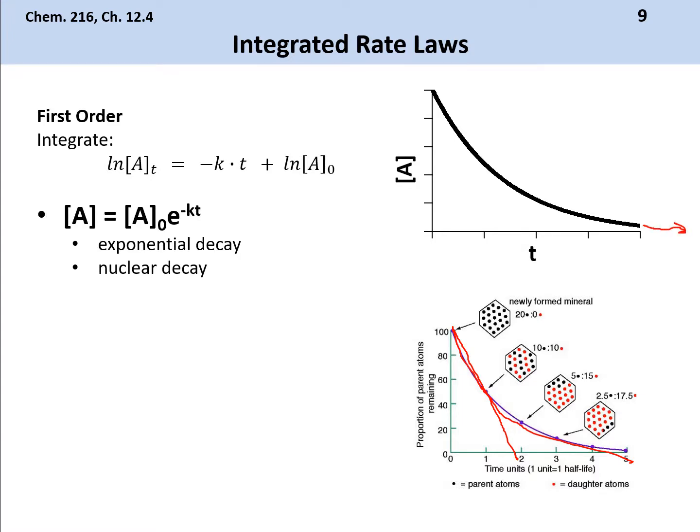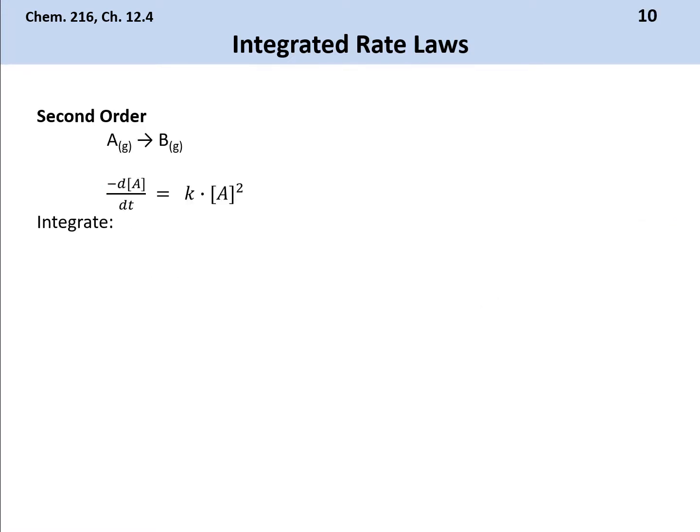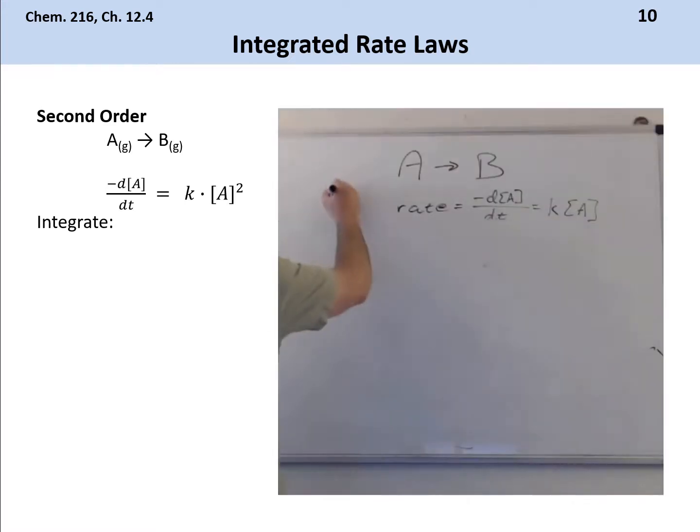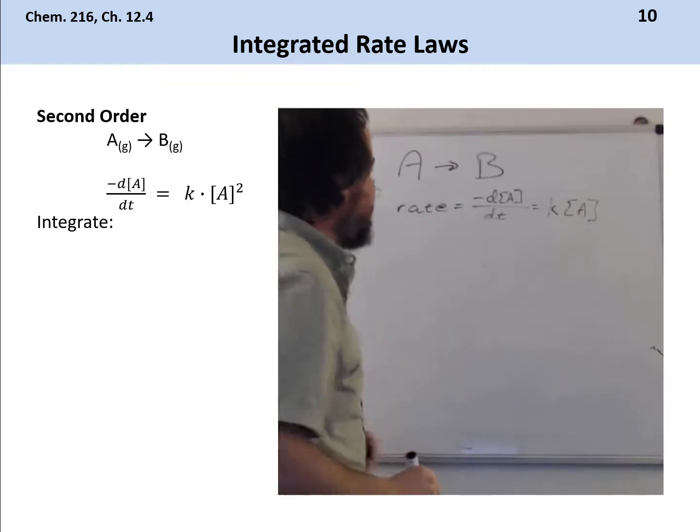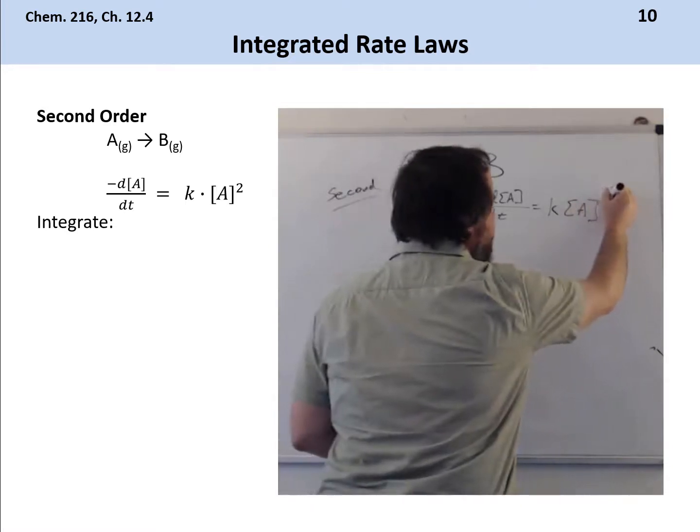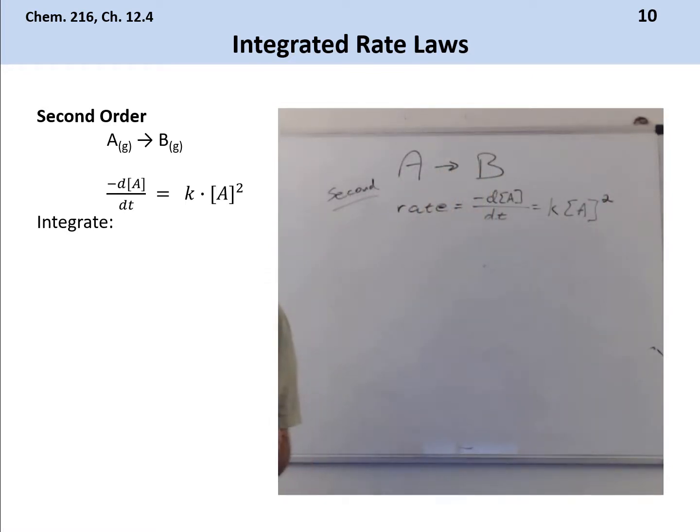All right, so that is first order. So first order, it's ln A. Zero order, it's just A. All right, now let's do second order. Okay, so for second order, I have the same reaction, but now, seeing that it's second order, it's now rate equals negative dA/dt equals kA squared.